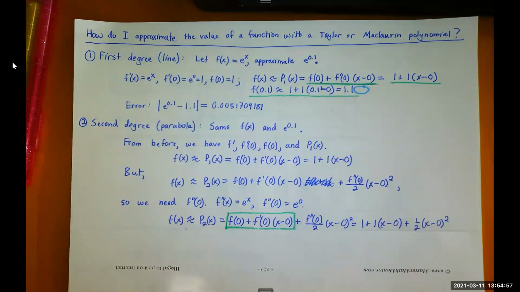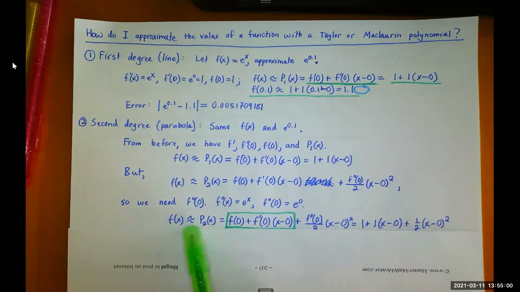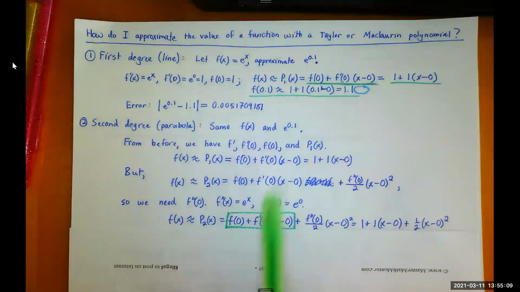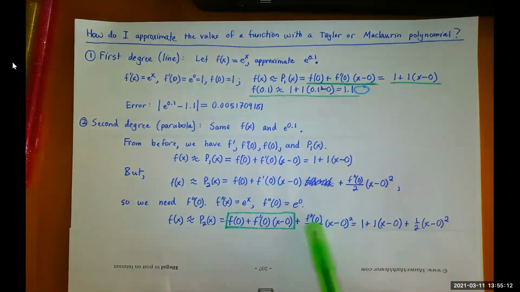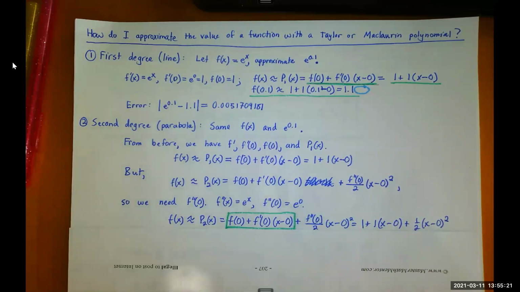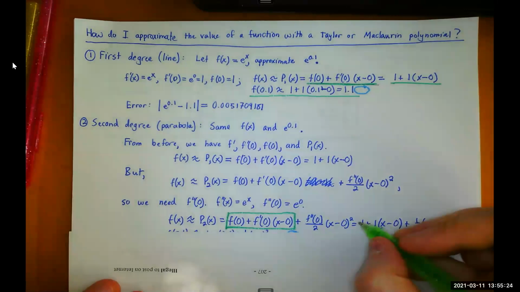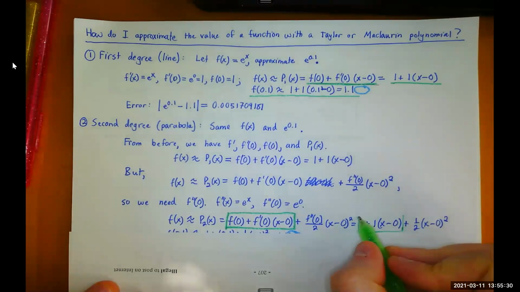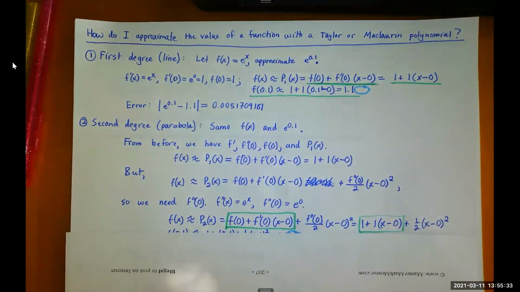We can write this. So f of x is approximately equal to p sub 2 of x, which is f of 0 plus f prime of 0 times quantity of x minus 0. That's the tangent line part, right? Plus the new part, the quadratic part, f double prime of 0 divided by 2 times the quantity of x minus 0, which, if we use 1 for f double prime of 0, gives us a 1/2, just like it says, 1/2 times quantity of x minus 0 squared.